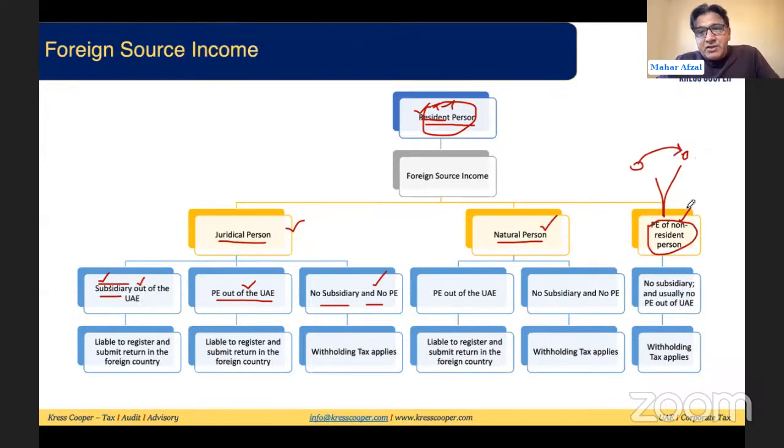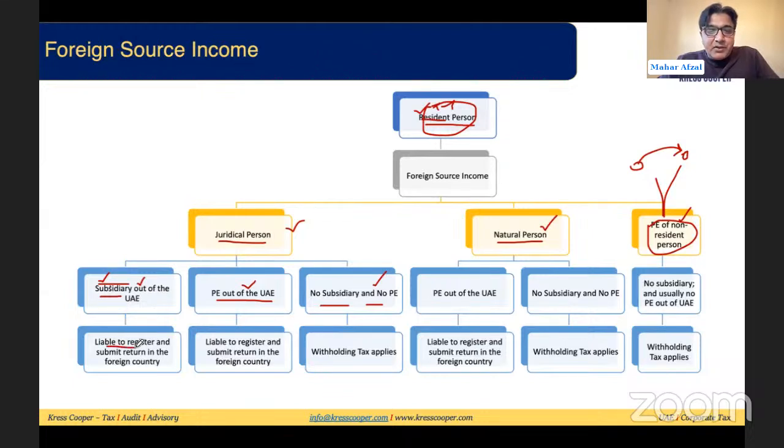But in most of the cases, the chances are that the PE of the non-resident person will not have any company out of the UAE which is being controlled and managed through the PE. They will not have any other PE, because the other PE will be directly going to the main company. Most of the time, the PE of the non-resident person is generating foreign source income attributable to the PE, without any company out of the UAE, without any PE out of the UAE. Now, if this juridical person has any company out of the UAE, but this company is being controlled and managed from the UAE, or this company is already the main company in the UAE and a subsidiary out of the UAE, then this is a company out of the UAE.